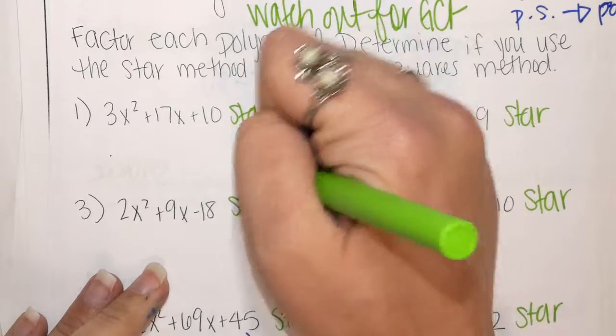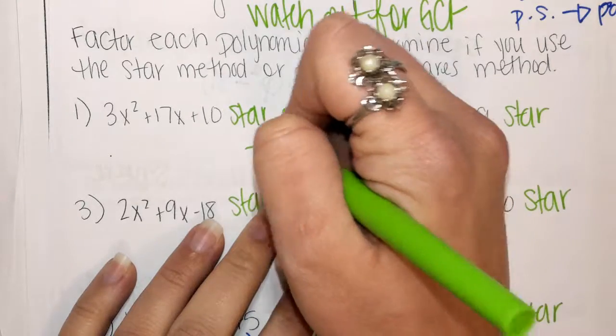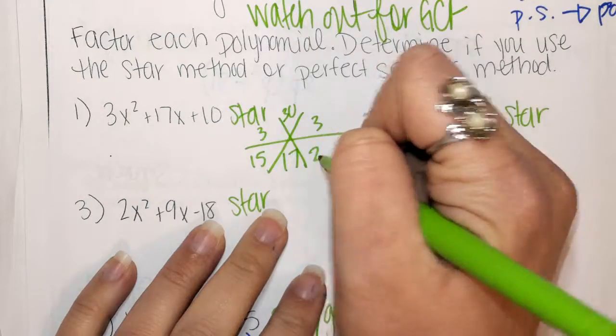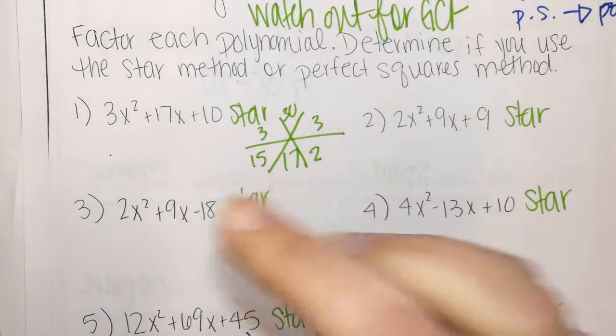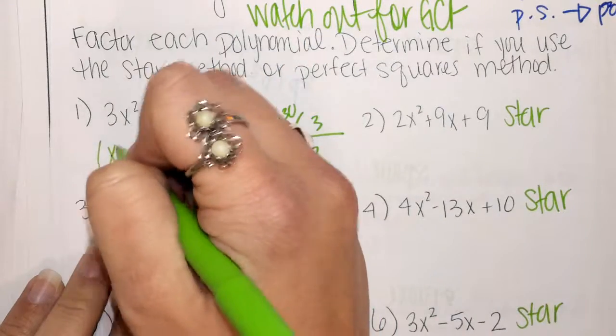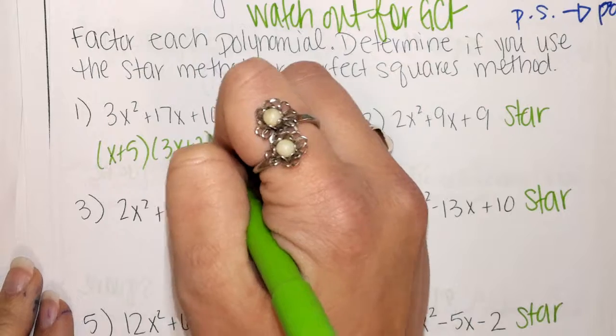For number 1, did y'all start it like this? And you got 36, 17, 3 and 3. And then you get 15 and 2. Alright, what does 3 and 15 reduce to? 1/5. So you get x plus 5 times 3x plus 2.